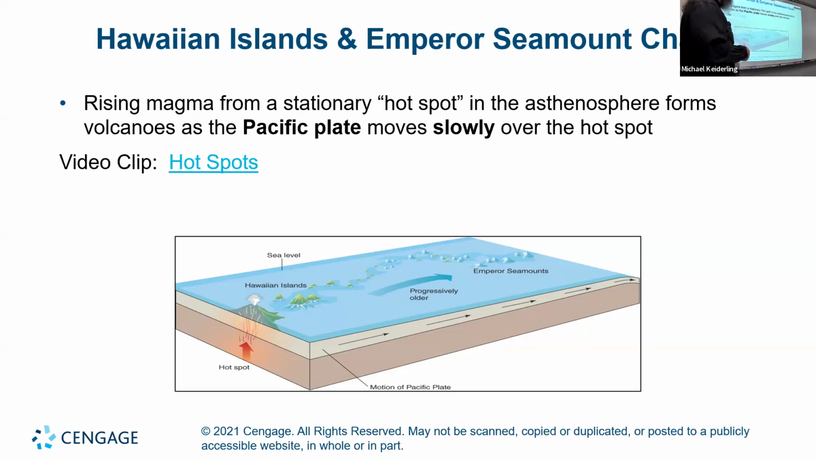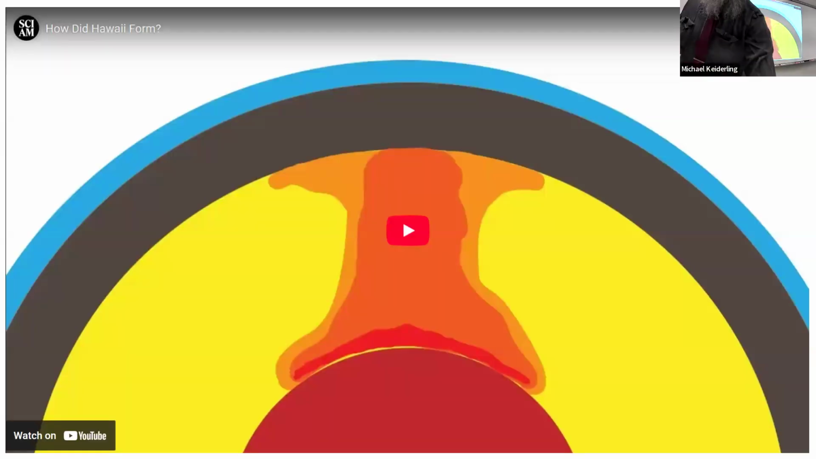The rising magma from the stationary hotspot forms volcanoes as the Pacific Plate moves slowly over the hotspot. And you can actually trace this path all the way back to where there was massive volcanic activity millions of years ago in Siberia, the Siberian Traps, which, when that hotspot was a lot more active and on the continent, may have actually caused a mass extinction. So, yeah. Here's a short video about Hawaii and hotspots.